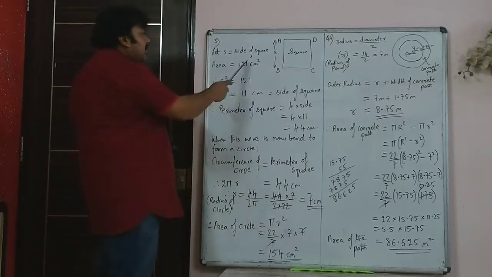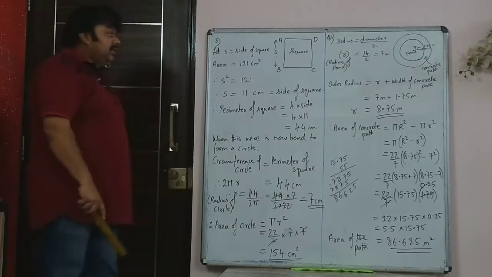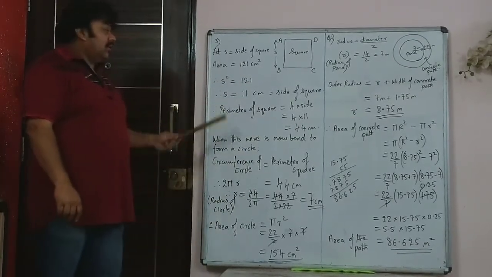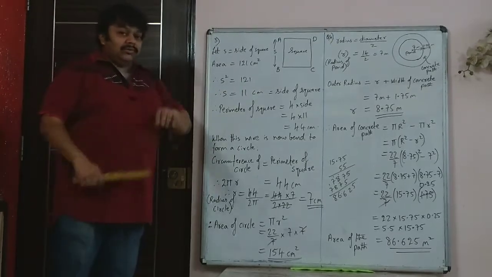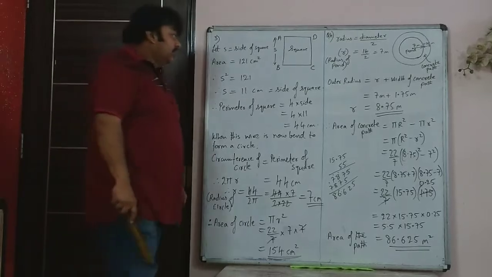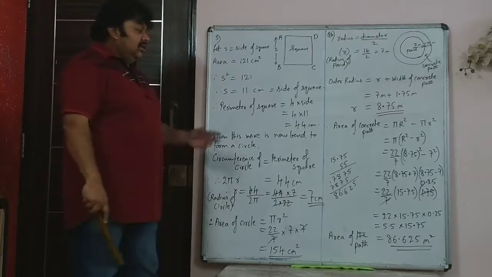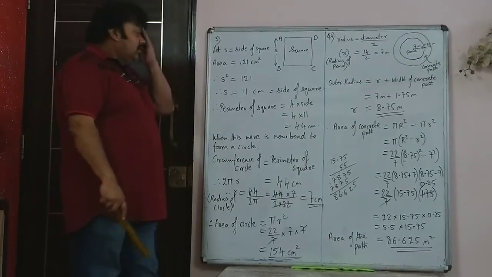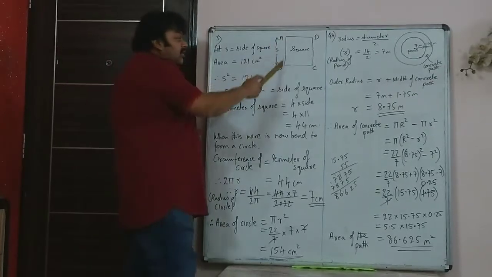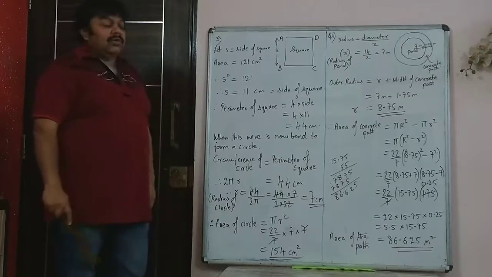So in this case, you are given that the area of the square is 121 centimeter squared. So side squared is 121 centimeter squared. So side is 11 centimeter. So all the four sides of the square are 11 centimeter. So therefore the perimeter is 4 times the side. So it is 44 centimeter. All four sides together it is 44 centimeter. So this plus this plus this plus this is 4 times 11, 44 centimeter.